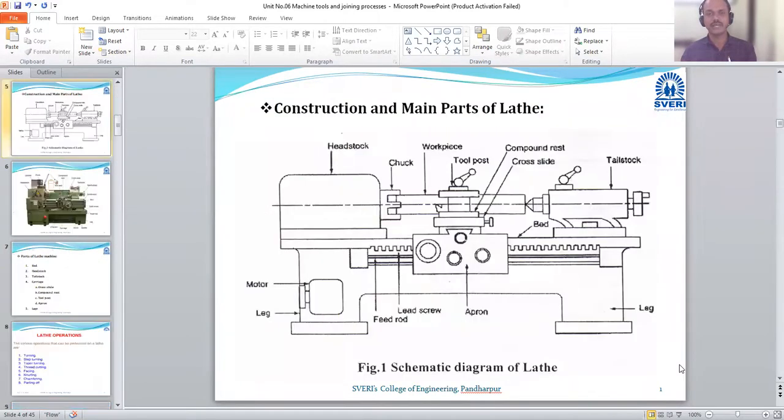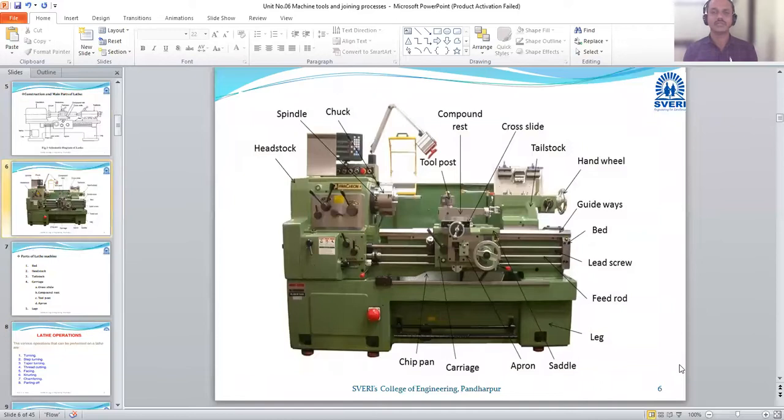I will show you a diagram. So this one is the diagram you have to draw. This one is the diagram of the lathe machine. And now I will show you the actual image of the lathe machine. So this one is the lathe machine.